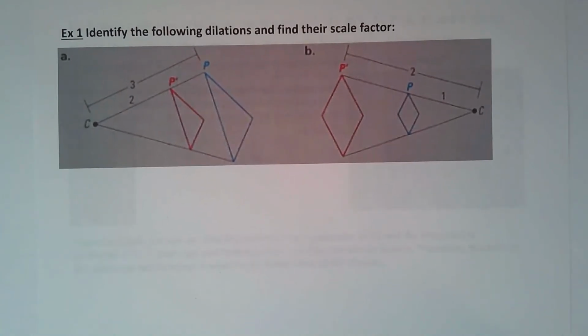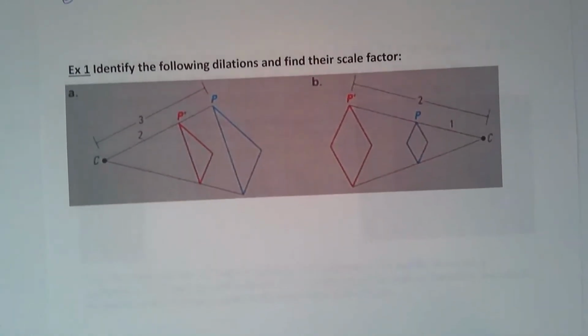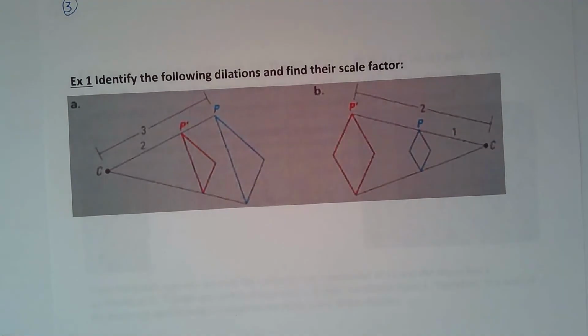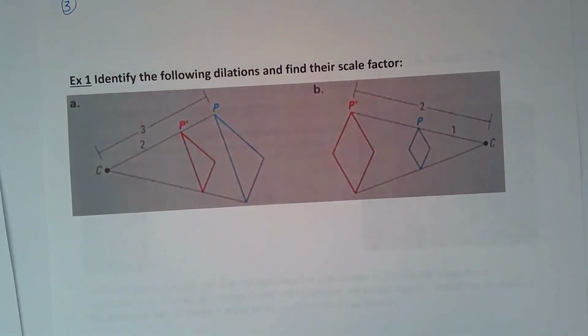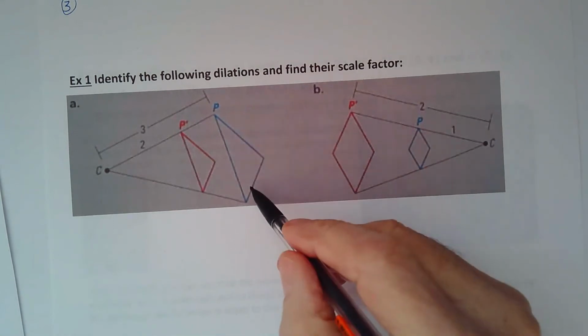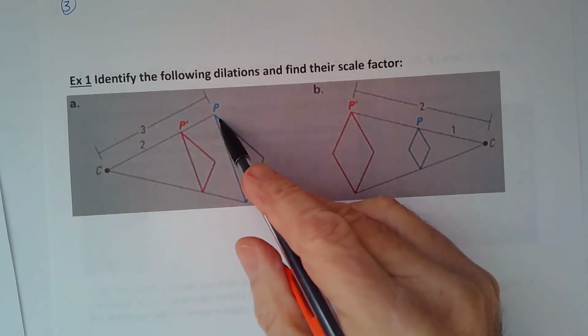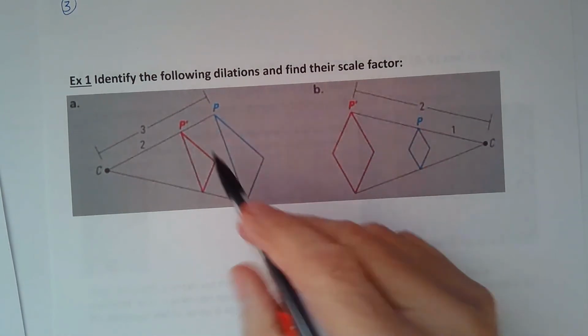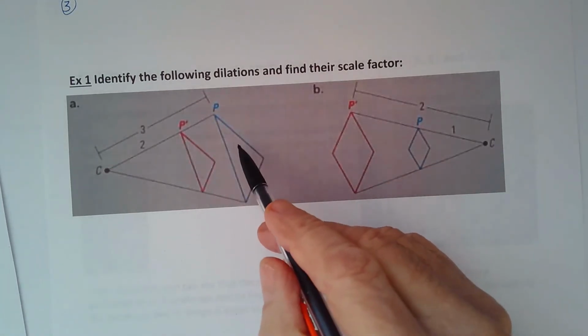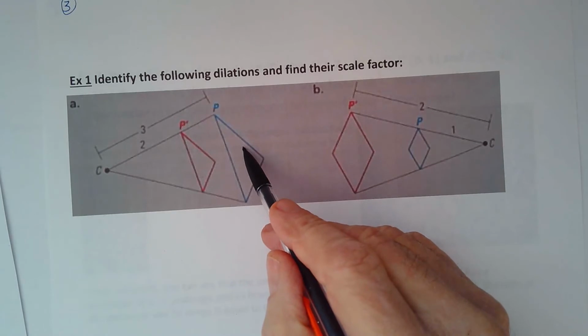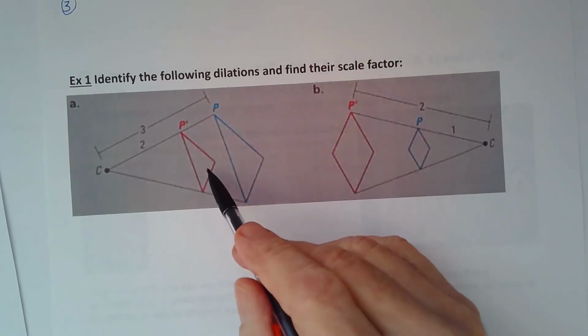So now that you see the general thing of what we're doing, we want to identify the following dilations and their scale factors. So if we look at the first one, A, you'll notice that the original triangle is the one that has point P in it, and P prime is where it's going to. So what are we doing? Are we making the pre-image larger, or are we making it smaller to the image? Well, the answer is we're making it smaller.